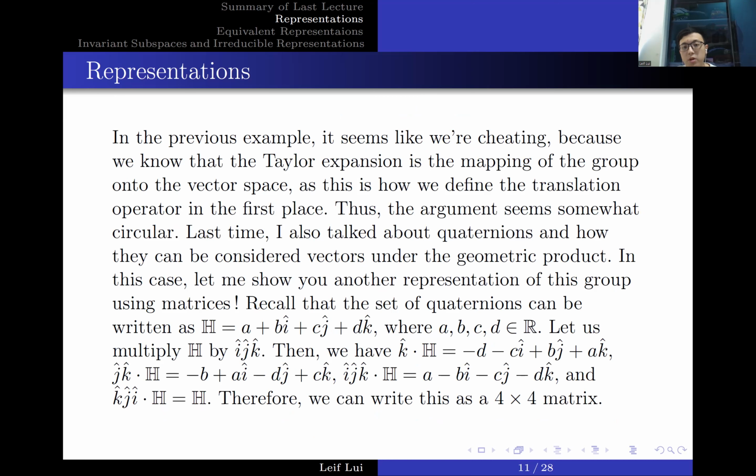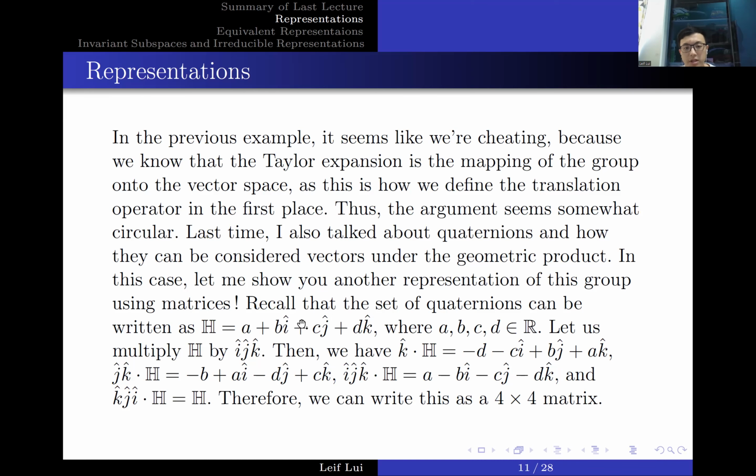Last time I talked about the quaternions and how they can be considered as vectors under the geometric product. In this case, let me show you another representation of this group as matrices. Recall that the set of quaternions can be written as follows. So let us multiply h by i, j, k. Then we have k times h is equal to this, j times k times h is equal to this, and i times j times k times h equals to this. And if we multiply by minus 1, we get back on itself.